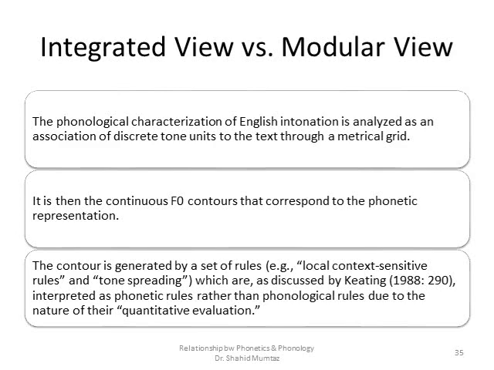For example, tones are associated to the text through a metrical grid. Then the continuous F0 contour corresponds to the phonetic representation. In addition, the contour is generated by a set of rules, for example, local context sensitive rules and tone spreading, which are, as discussed by Keating, interpreted as phonetic rules rather than phonological rules due to the nature of their quantitative evaluation.